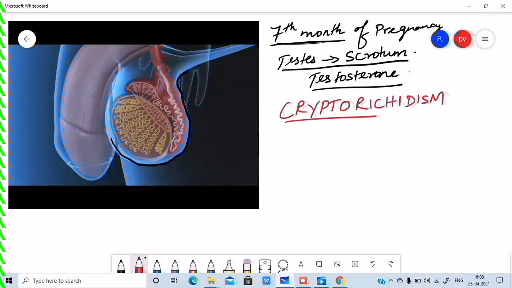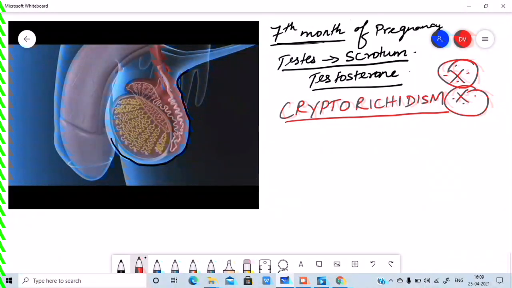Alright, so crypto means hidden, orchido means testis. So it's like that of a hidden testis, because it is not properly descended into the scrotum. So this is one of the very important questions. And guys, meanwhile when I discuss, I'll also be telling you the important questions to expect as well. So whenever I use the symbol important, it means it's very important. Alright guys, so that's about cryptorchidism.